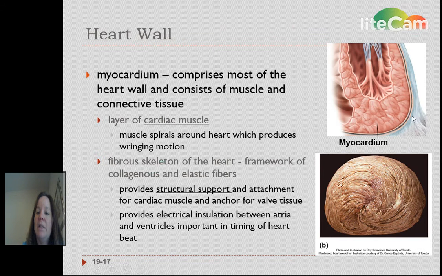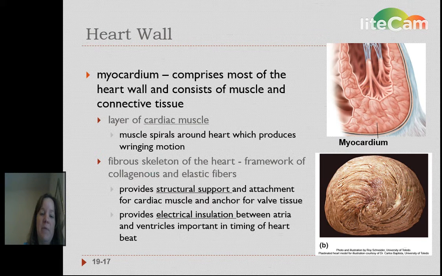So moving a little bit deeper into the heart wall, you'll see here, this is the myocardium. Myo means muscle. So this is the layer of the heart composed of a lot of cardiac muscle. And if you look at this picture here, you see this cardiac muscle sort of spirals around. And so when the ventricles contract, it sort of has this wringing motion.